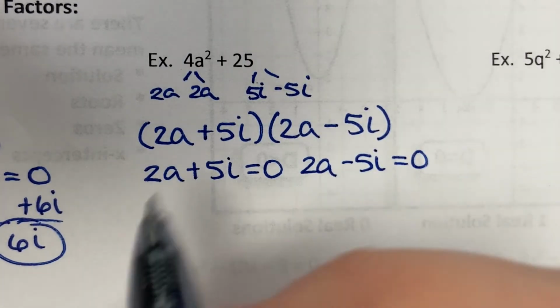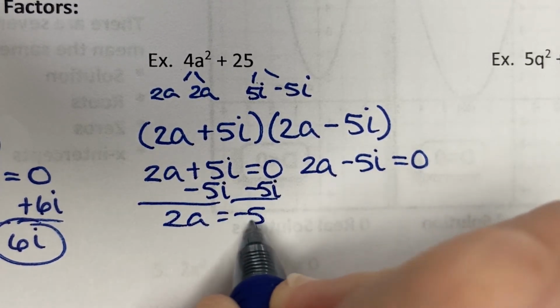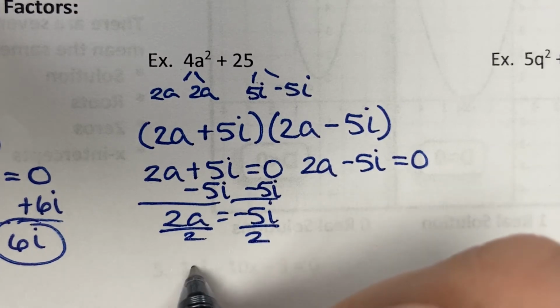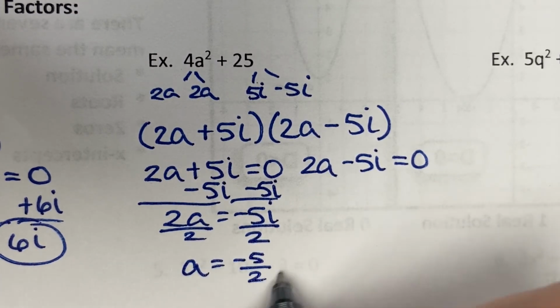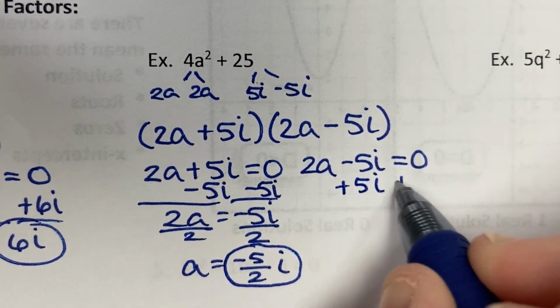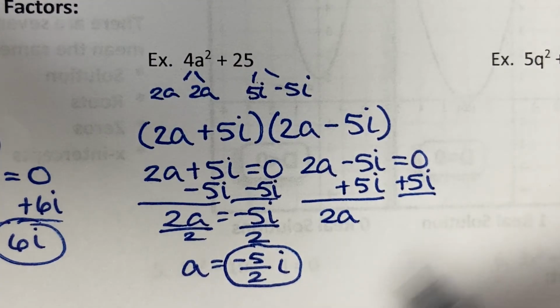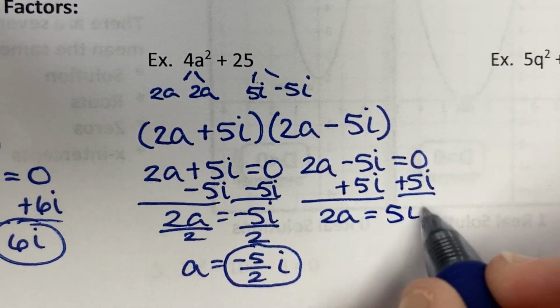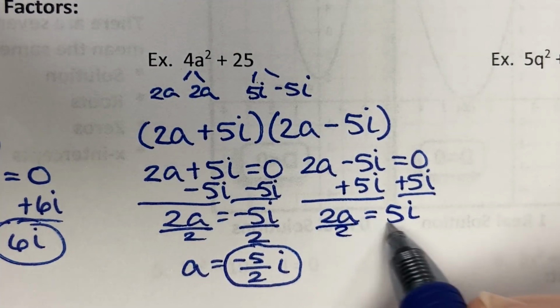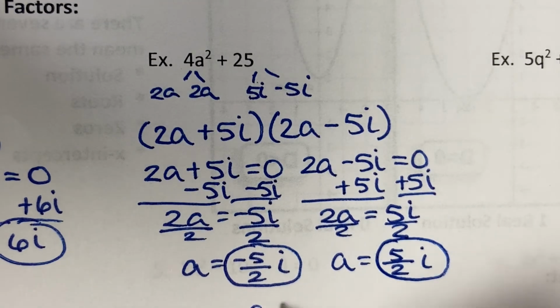So for the first one, I'd subtract the 5i, and then I'd divide by 2. So a would be a negative 5/2 i. That's one solution. And then the other side, I'm adding the 5i. So you may already start to kind of see that it's just going to be plus or minus 5/2 i, right? But I'm showing you the process. So then we're going to divide by 2. And a is a positive 5/2 i. So again, we could say plus or minus 5/2 i.